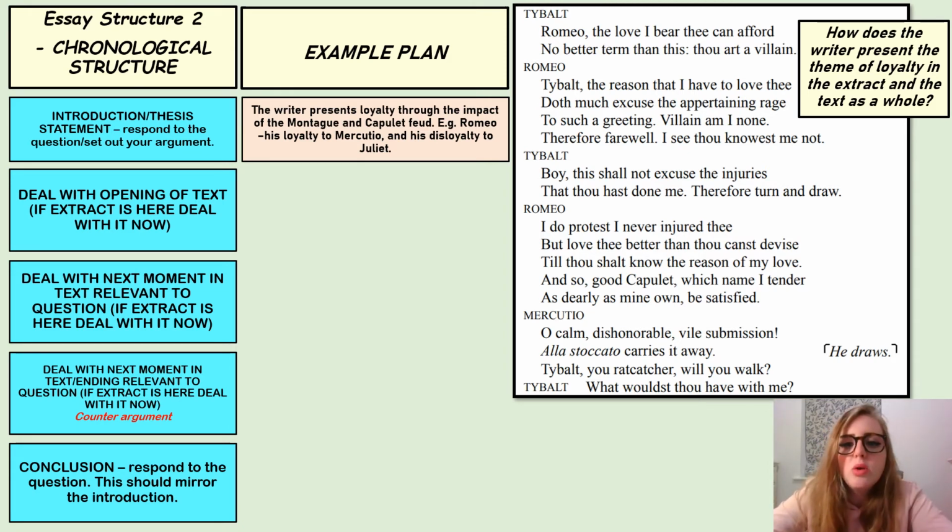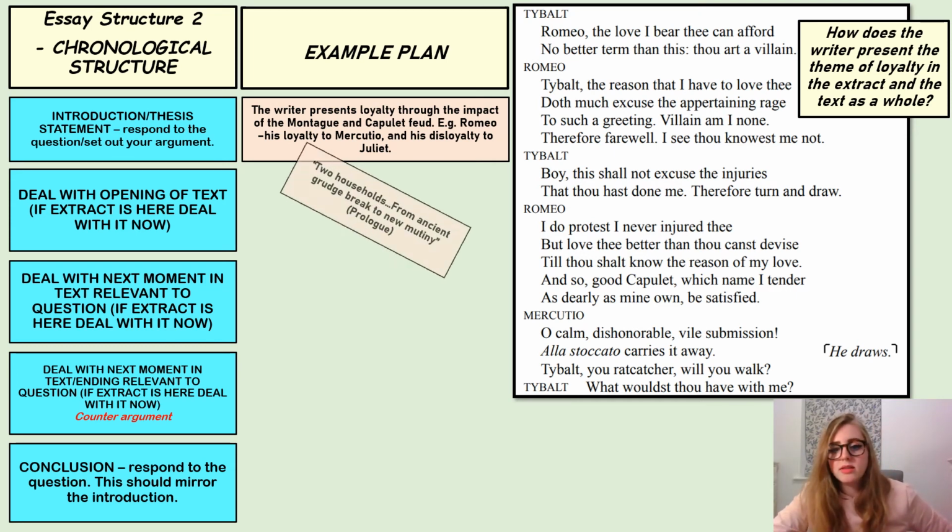So the writer presents loyalty through the impact of the Montague and Capulet feud. So for example, through Romeo, his loyalty to Mercutio, his disloyalty to Juliet. I might also touch upon the Nurse and Friar Lawrence. Again, it's up to whatever you want to explore and also what you know best in the text.